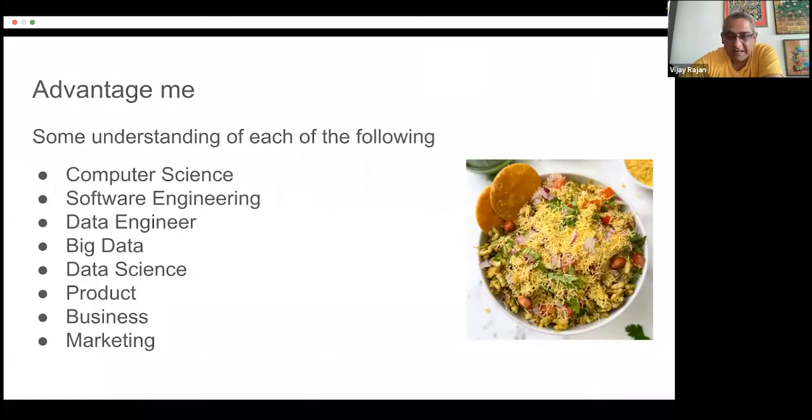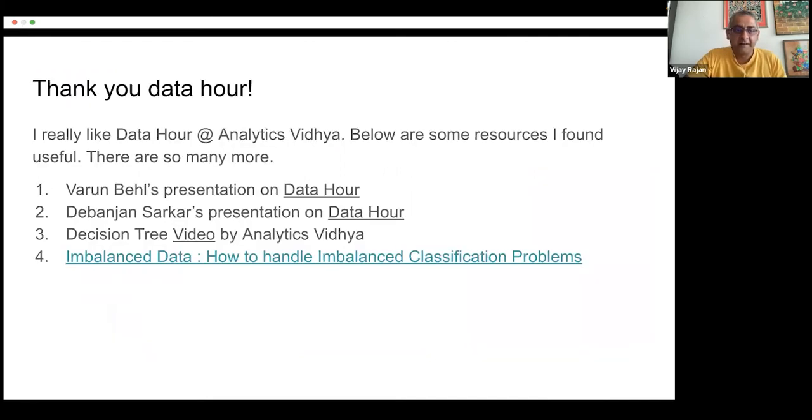Yes, why am I at an advantage? Apart from my experience, again, first principles, computer science, software engineering, data engineer, big data, data science, understanding of product and business and marketing, a little bit of everything. So kind of a potpourri of everything.